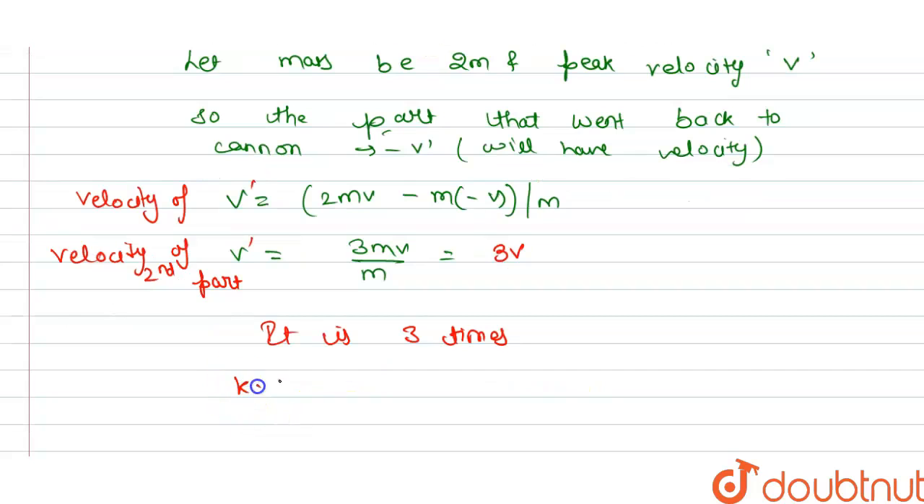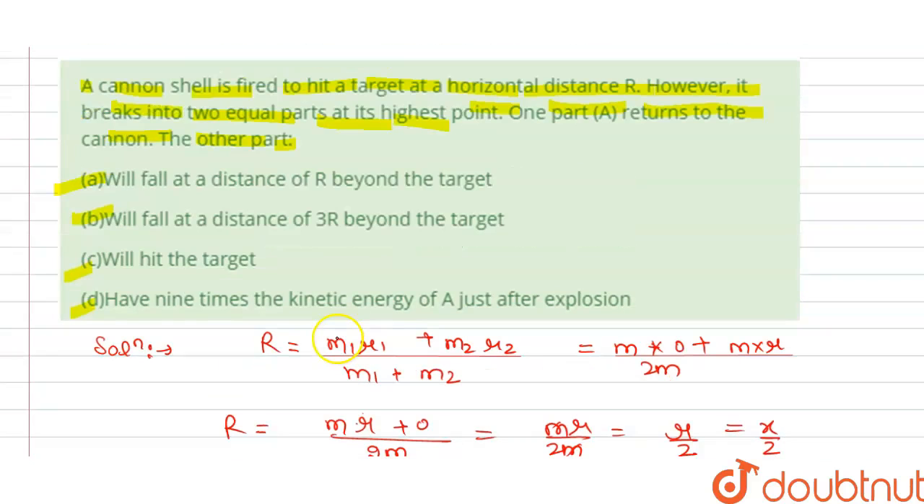So the kinetic energy will become, we know that kinetic energy is half M V squared. So we have half M into (3V) squared. So this will be equal to 9 times the kinetic energy here. So this is the answer. So we check which option is correct here. Our option A is correct: it will fall at the distance, and we have 9 times the kinetic energy of A just after explosion. So our option D is correct.